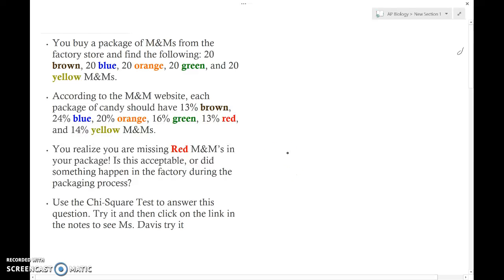We're going to go over this M&M problem simply because there's a couple different ways you can solve for it when you have percentages. So I wanted to go over that with you guys, and then you can just check your answers.